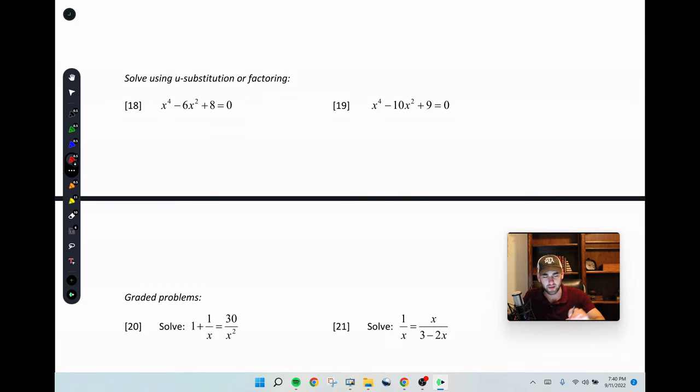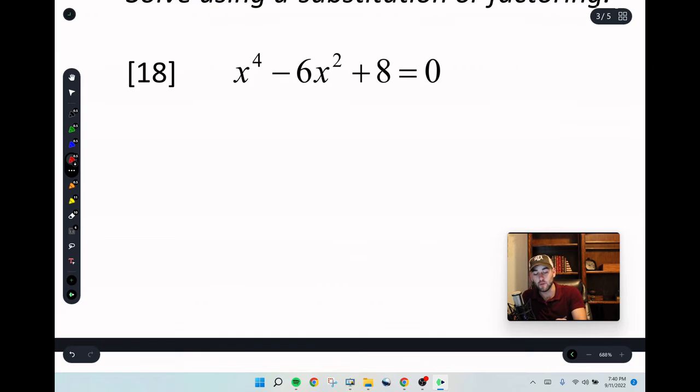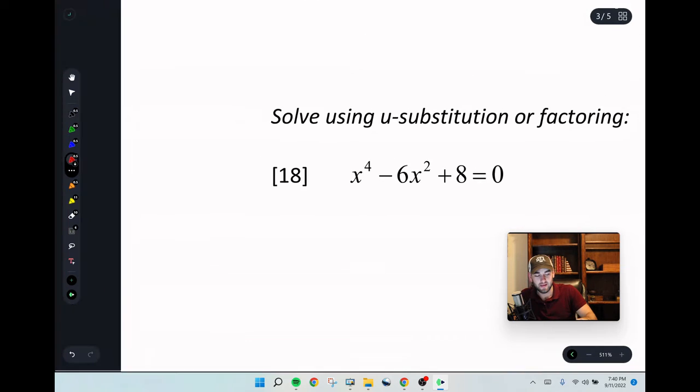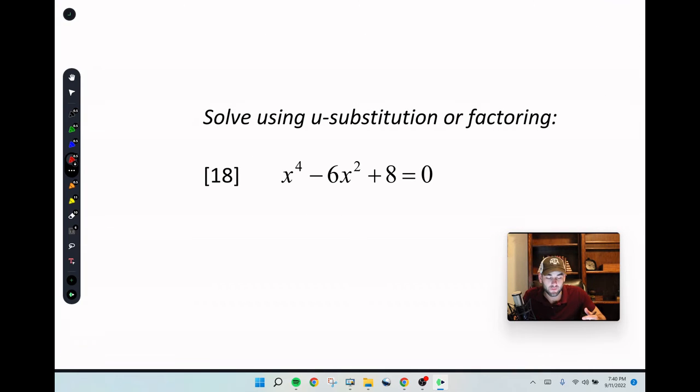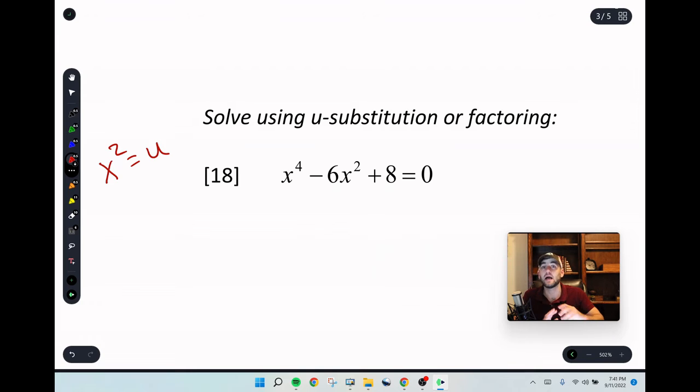Definitely not enough room right here, but I might use the bottom, and we'll see. It's no different than factoring, but our brains have to take a second step to wrap around it. I see an x to the 4th, I see an x squared, but I see nice easy coefficients and constants. So what if I just called this x squared this thing called u? I don't know what u is. It's a variable. It just stands for x squared.